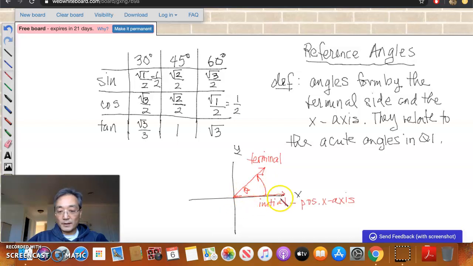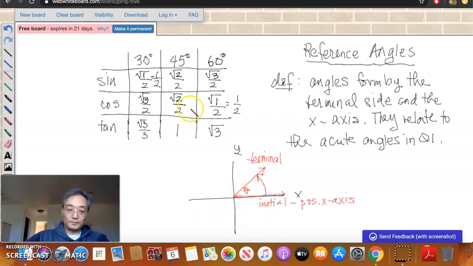And the angle theta has an initial side that's always on the positive x-axis. And from the positive x-axis is how we measure the angle. As this terminal side continues to rotate around the origin, it's going to give the measure of our angle theta. And this terminal side can be anywhere on this unit circle. Imagine again, this is part of the unit circle. So this terminal side could be in quadrant 1, quadrant 2, quadrant 3, or quadrant 4.